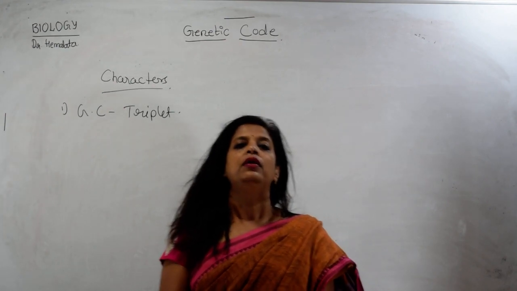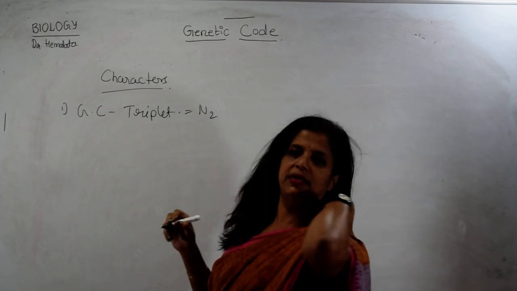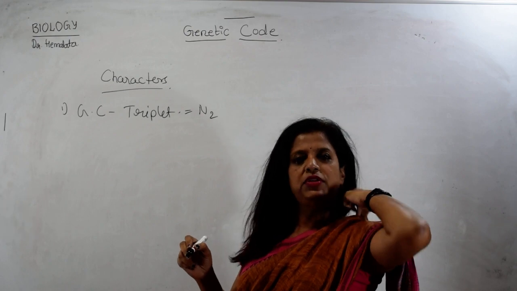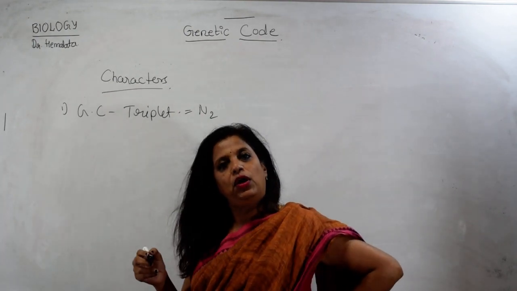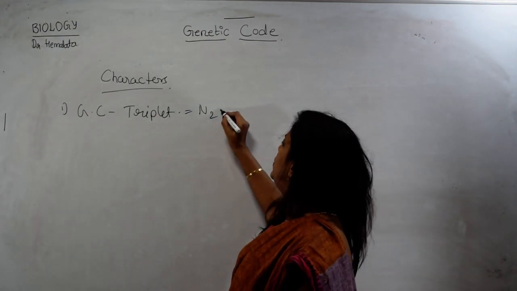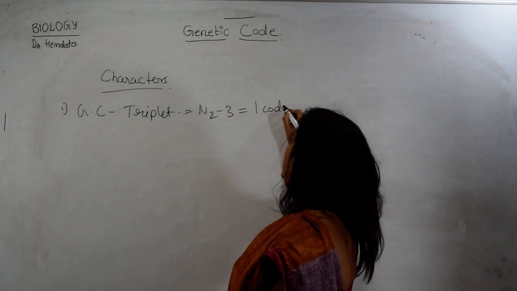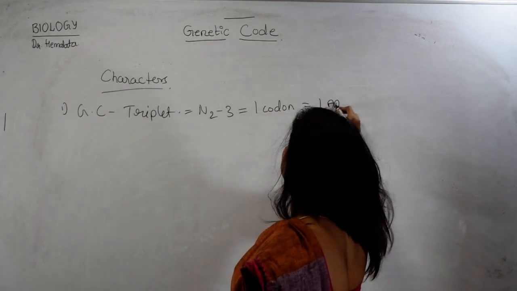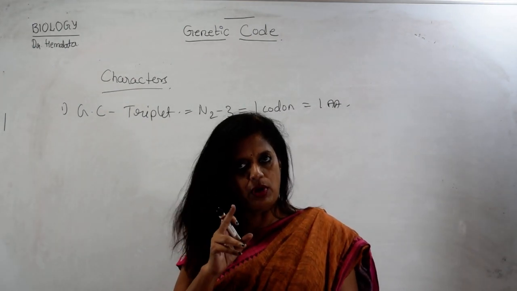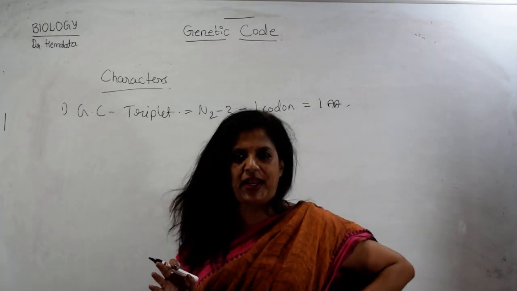What is triplet? That means three nitrogen bases. Always write it like this in the examination when they ask you to write the characteristic features of the genetic code. Most of my students directly enter the subject without even saying it is a triplet coding language. At first you should write: three nitrogen bases form one codon, which equals one amino acid. Triplet coding language means three nitrogen bases form one codon, and one codon is equal to one amino acid. This is the triplet coding language.